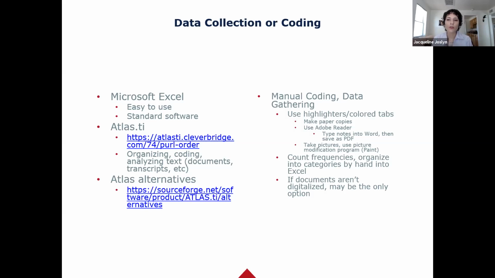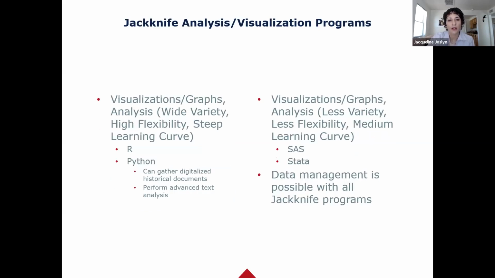How you code your data depends on you and what you're looking for. You can count different frequencies or whatever you would like to do. So that's an option. It's a time-consuming option, and it may or may not save you money. If you're making a lot of paper copies, I could see that really adding up for your price. But if you're using something like Adobe Reader, it could very well save you some money. It won't save you any time, but it will save you some money.